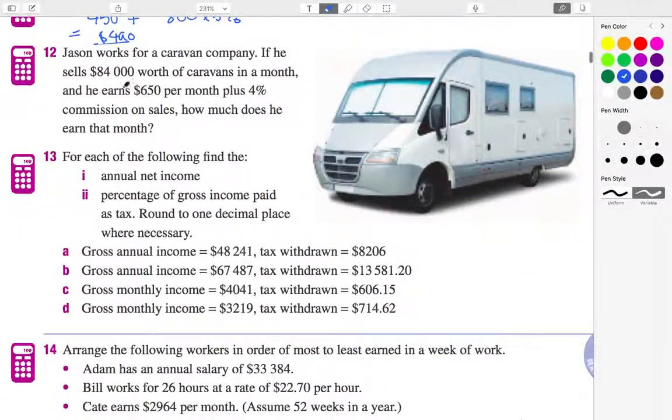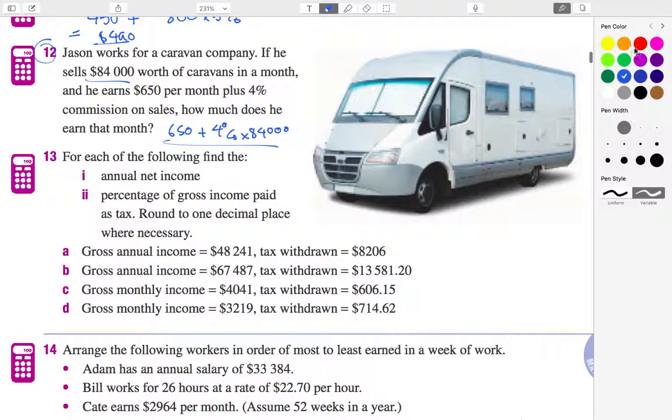Okay, so now looking at question 12, Jason works for a caravan company. If he sells that much worth of caravans in a month and earns that much a month, and 4% of the commission of the sales, how much does he earn that month? So same thing, 650 plus 4% times 84,000. And you just chuck that in your calculator, and there's your answer, okay?